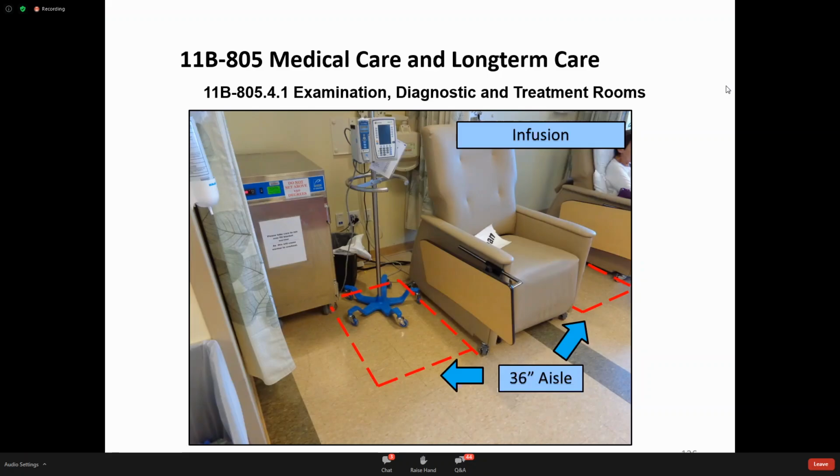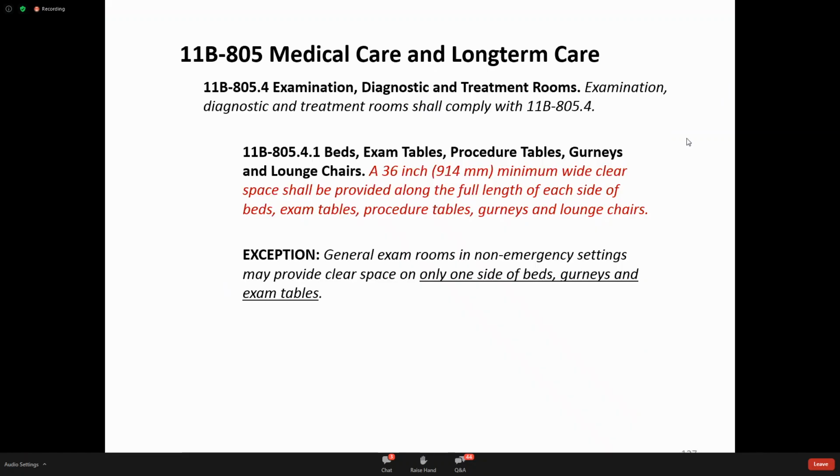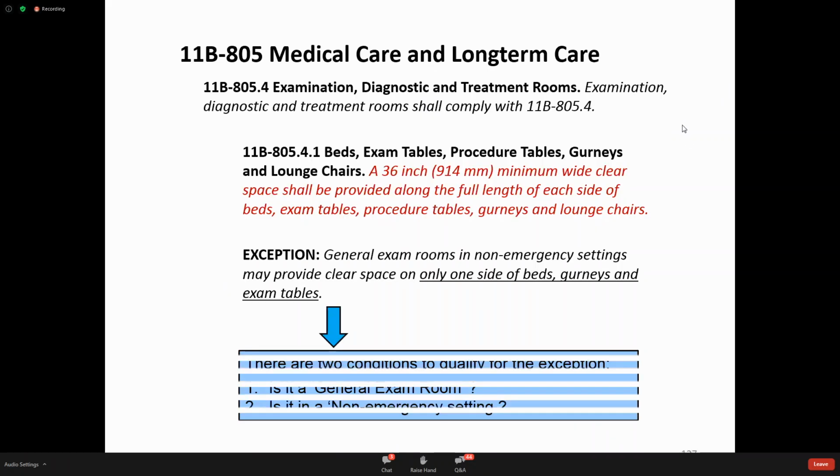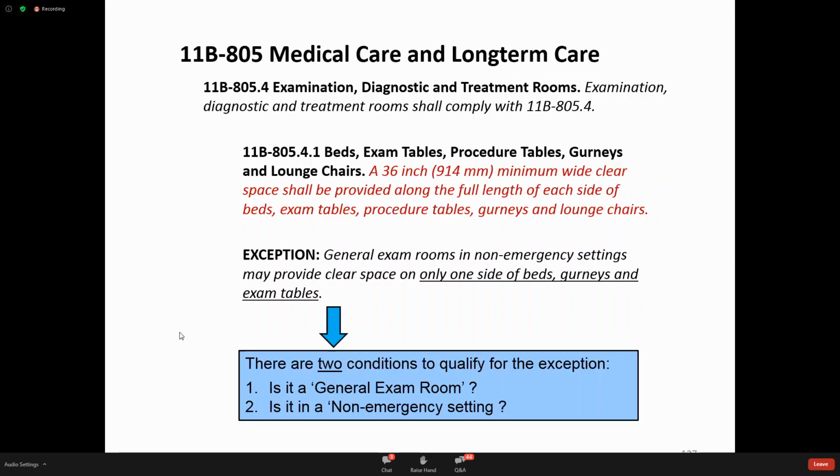So going back to the code language, I want to break down the exception. There are two conditions to qualify for the exception. Number one, is it a general exam room? And number two, is it in a non-emergency setting?